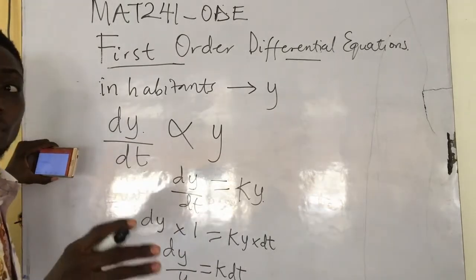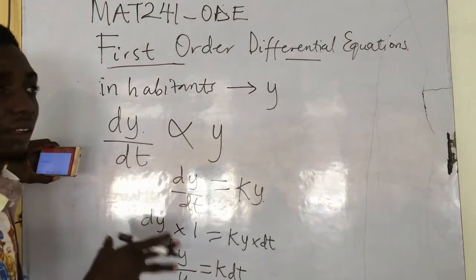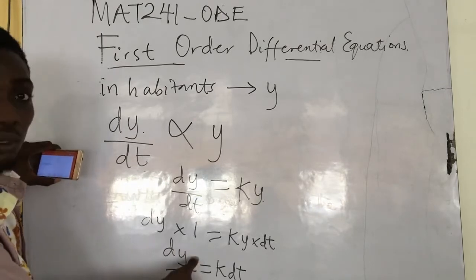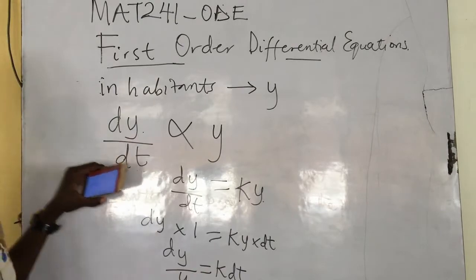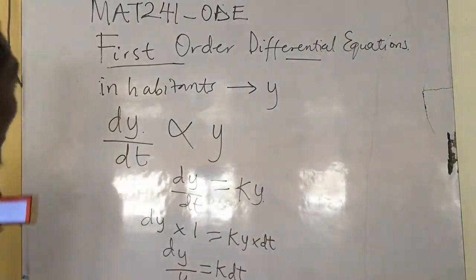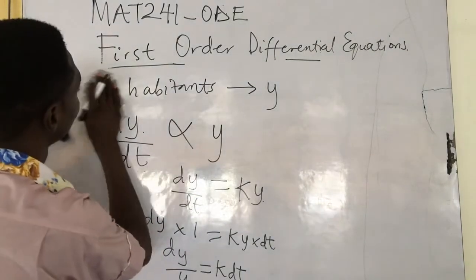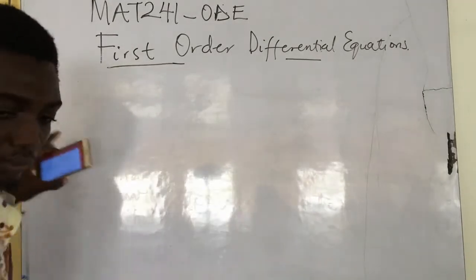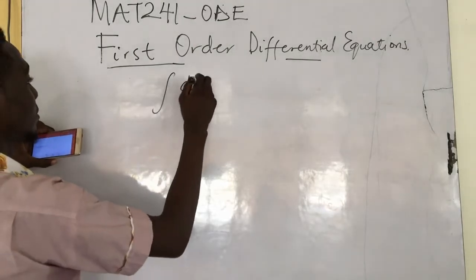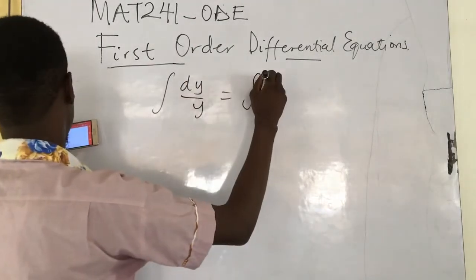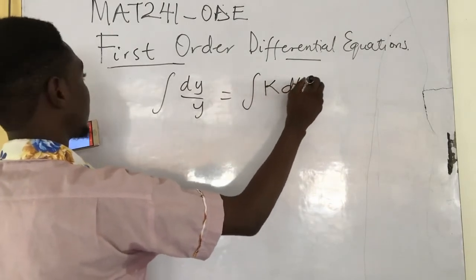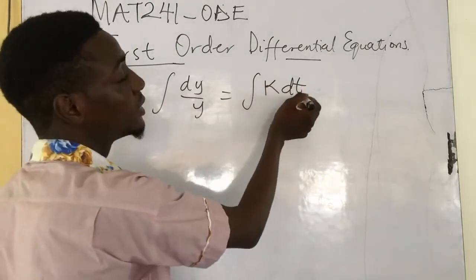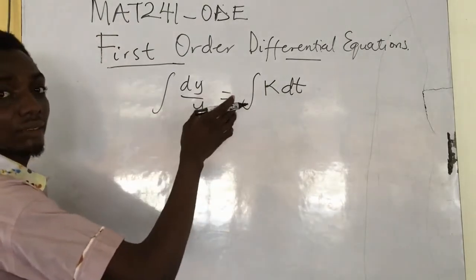But first of all, in any differential equation in which you are supposed to find a particular variable, you must find y first. So we aim to find y. What do you do at this point? We integrate both sides. So the integral of dy over y equals the integral of k dt. We do the integration on both sides for it to be correct.